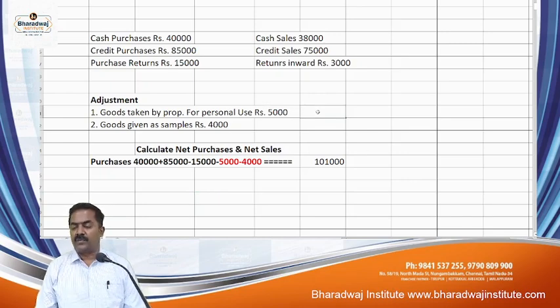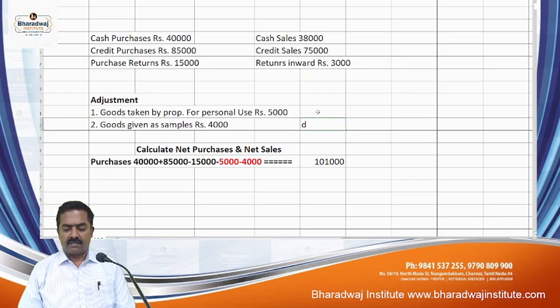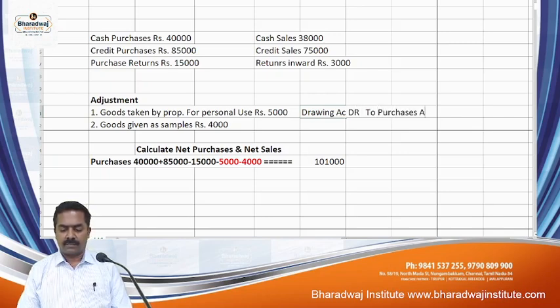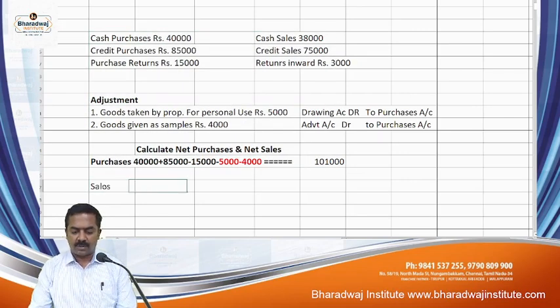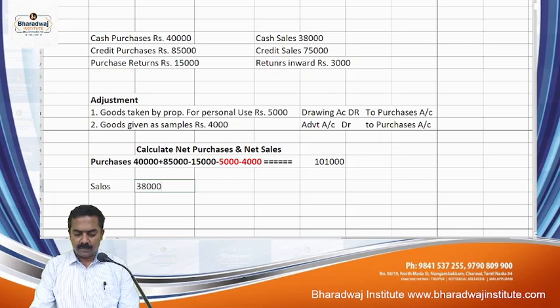If you want a journal entry for this, what is the journal entry you will pass for goods taken by proprietor for personal use? Drawings account debtor to purchases account. For goods given as samples, advertisement account debtor to purchases account. Please note the journal entries also; here is where they will test in the exam. This is purchases. Sales is simple to work out: 38,000 plus 75,000 minus 3,000. That will give us net sales.